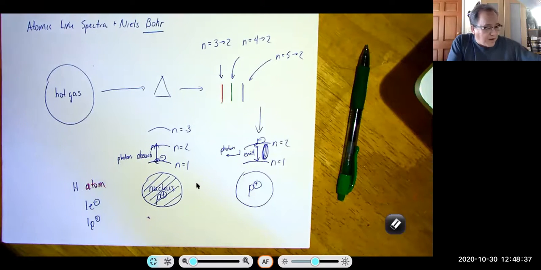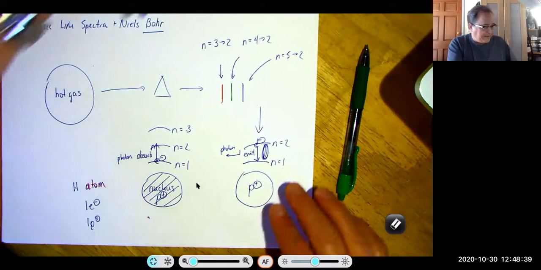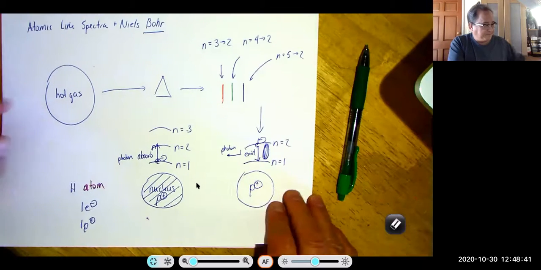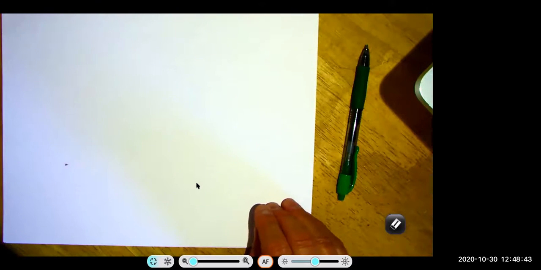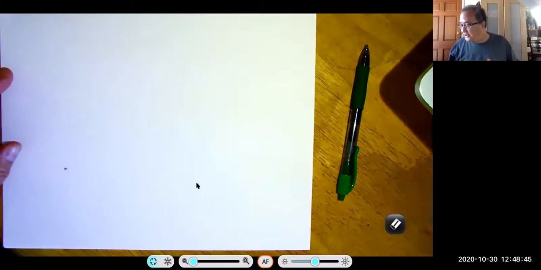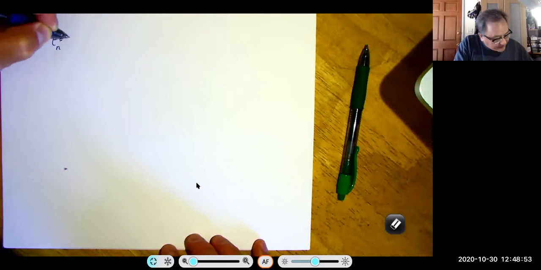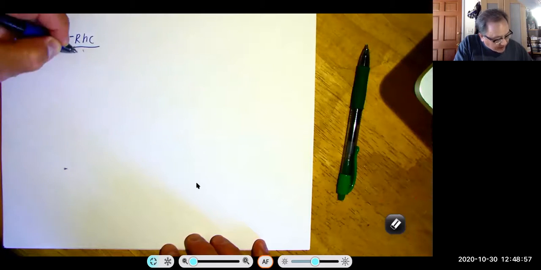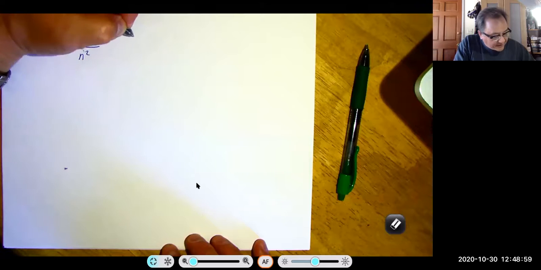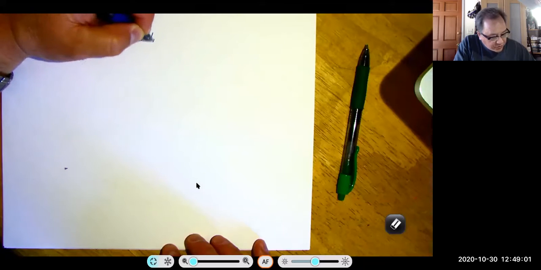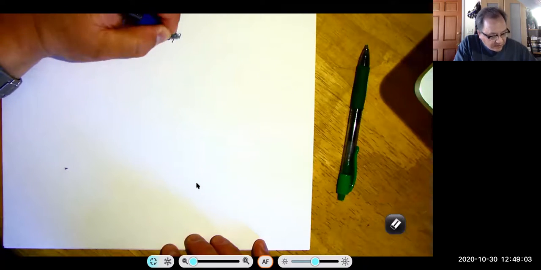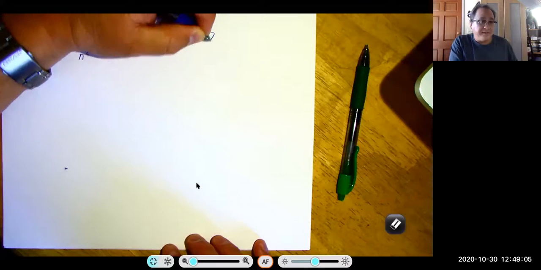So that's Bohr's model of the atom. Now let me show you the important equation out of here. We have the energy of the nth level is negative R H C over n squared, where n is equal to 1, 2, 3, 4, basically up to 7.